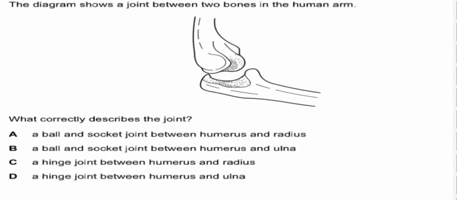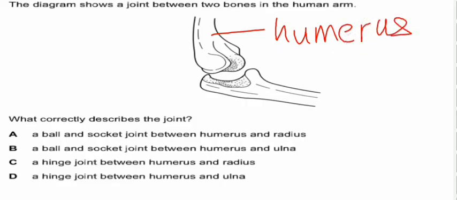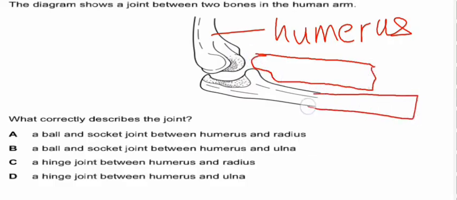The next one. This question even came in 2023 for internal. The question is saying, the diagram shows a joint between two bones in the human arm. Now what you need to know is that this one here is called the humerus. Then here on top we have the radius, like this. Now what you need to know is that the ulna is longer than the radius.